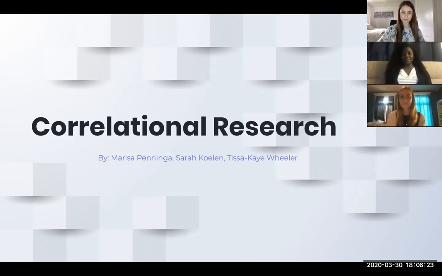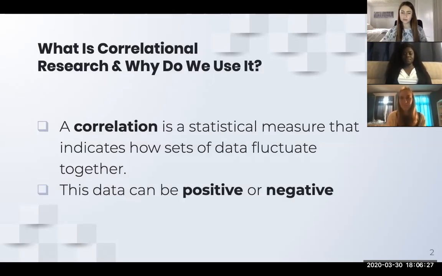So to begin today, we're going to talk about correlational research and why we use it. A correlation is a statistical measure that indicates how sets of data fluctuate together. This data can be positive or negative, and Tissa is going to get into a little bit more of how that looks later.